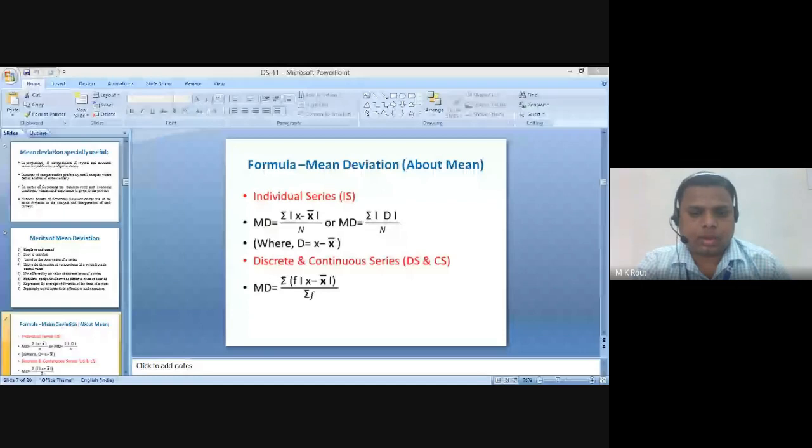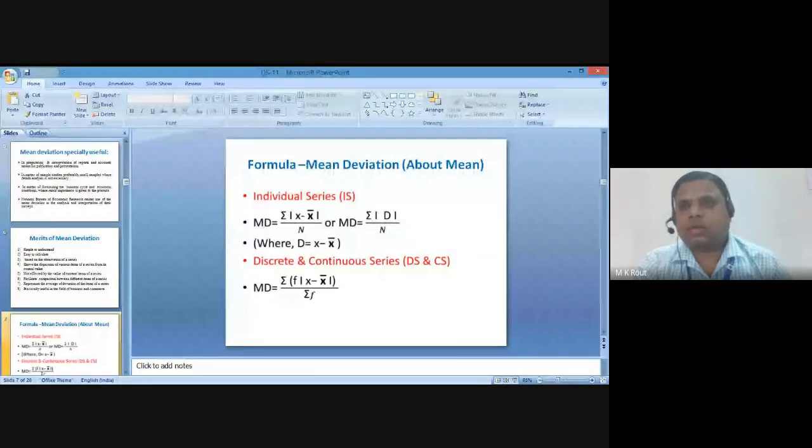Pratyush, fine. So moving to the next formula, I just read the formula. This is the first formula for calculation of mean deviation about mean. For individual series, the mean deviation is the summation of |x minus x bar| divided by n, or you can directly calculate the sum of deviations divided by n. Here d equals x minus x bar, where x bar represents the mean. Similarly, in case of discrete and continuous series, the mean deviation equals the summation of f into |x minus x bar| divided by the summation of frequencies.